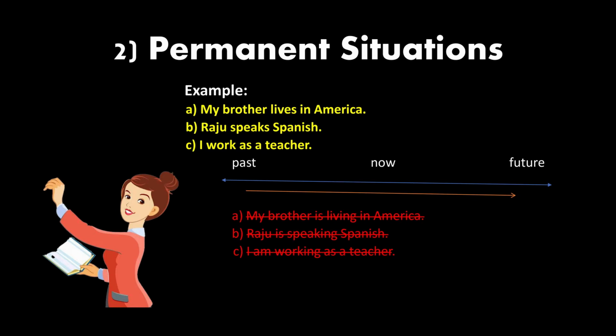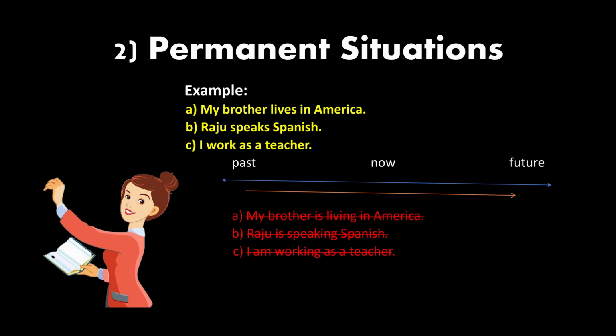So here we are talking about something that is not going to change. So we say that it is permanent. A common mistake is to say my brother is living in America. If you use an ing or continuous form, then that makes the situation temporary. Here is another example. Raju speaks Spanish. Obviously, this is not going to change. Raju is not going to forget Spanish. So again, this is a permanent situation.